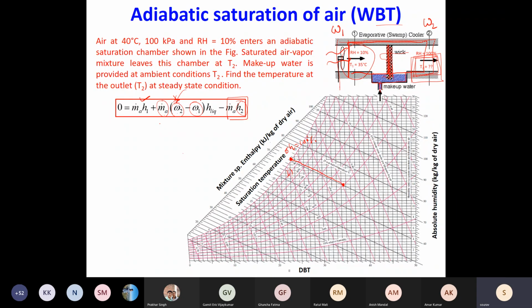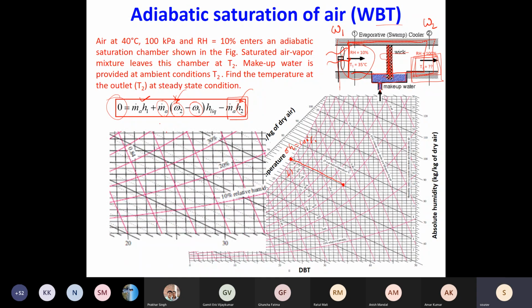It is an expression in temperature, but it is not an explicit equation. So you can make a guess and try to find out how much you are off from zero. So you can do a hit and trial, or to make our life easier, these dotted lines are given.